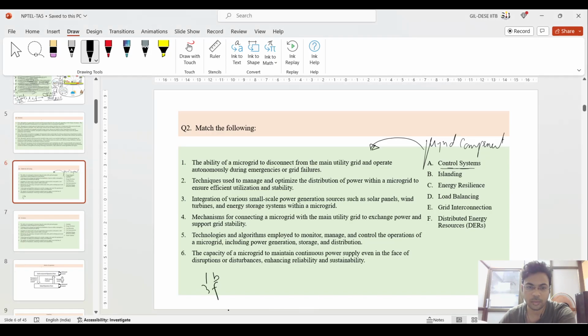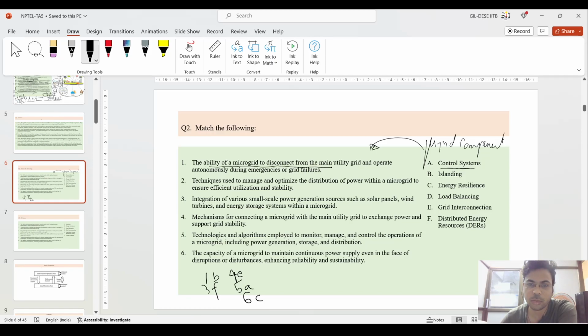Okay, I got one answer: first of B, third of F, fourth E, fifth A, and sixth of C. Okay, let's revisit the question and see whether these options match with which option in the right side.